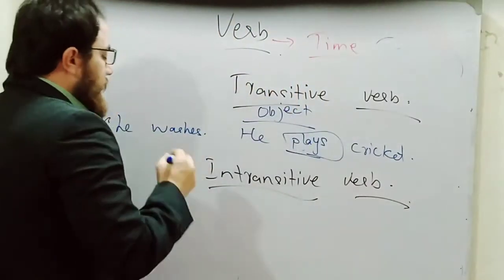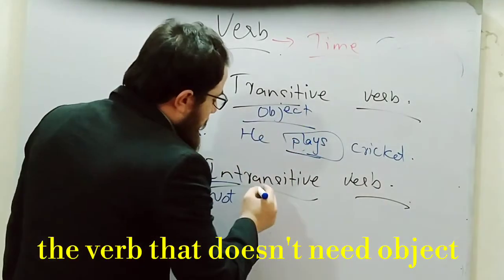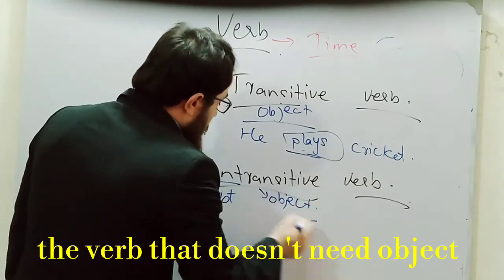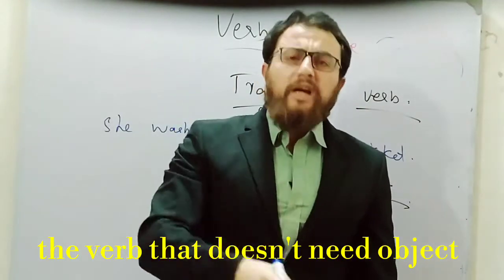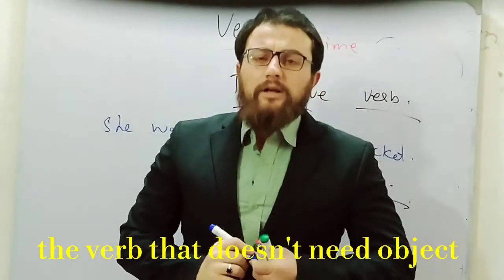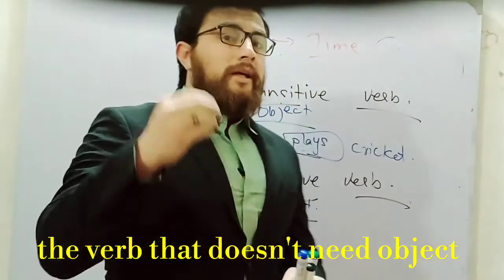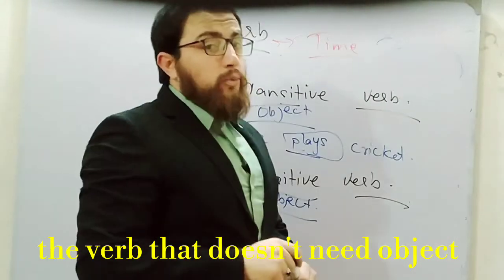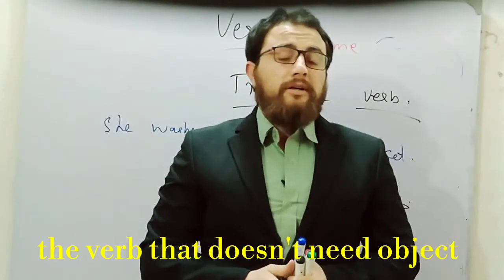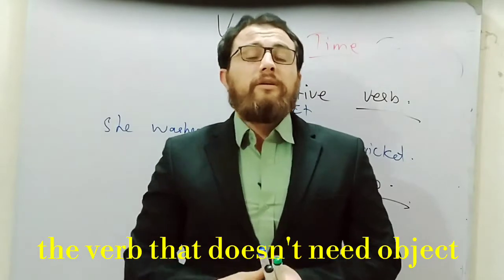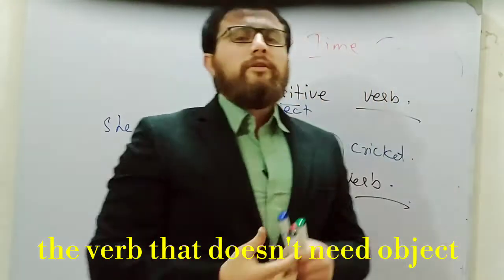Coming towards the next, that is intransitive verb. In basically means not. Clear? And as we have understood, transitive means object, means something that is in need of object. So we could say that the verb that does not need object for a complete sense, that is called intransitive verb. The verb that does not need object for complete sense, that is called intransitive verb. Coming towards one more point, some people say that traveling verb will always be transitive, and the verbs which are not traveling, they would be intransitive. It is not like that actually. I'll give you example. Clear?